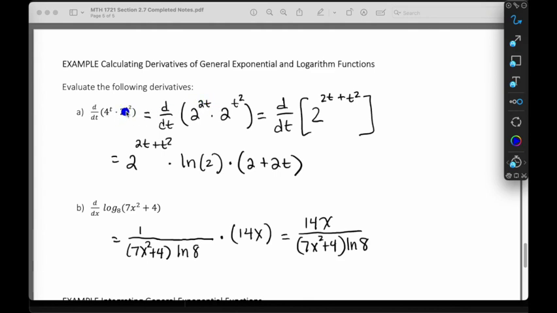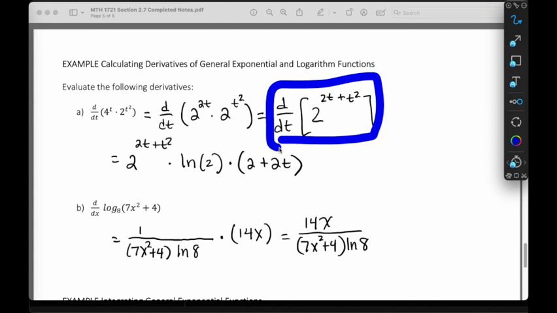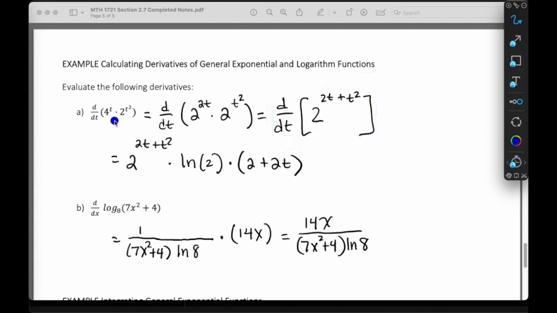And then this can stay the same as 2 to the t squared. And now I can write this as one exponential function with the same base. I have two functions being multiplied together with the same base, so I'm just going to add my exponent. So this is what I get here. Now this is much easier to take the derivative of instead of having to take the derivative and dealing with the product rule with two different exponential functions.